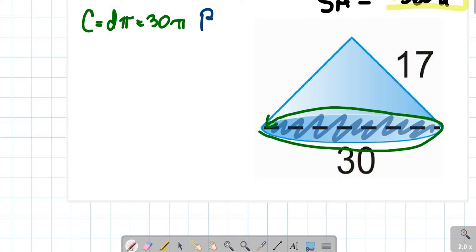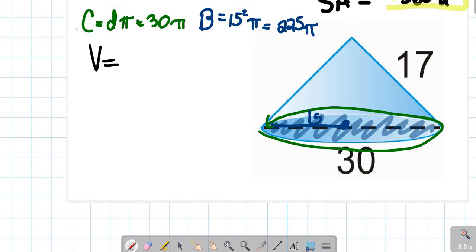The area of my base is pi r squared, so my radius is 15. So that's 15 squared times pi. 15 times 15 is 225 pi. So there's my circumference, there's my base. Ready.